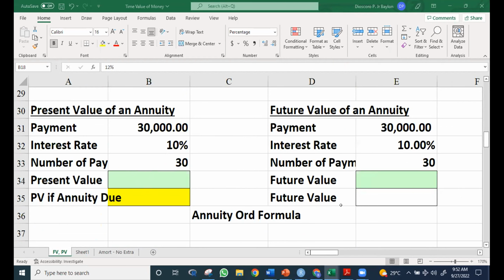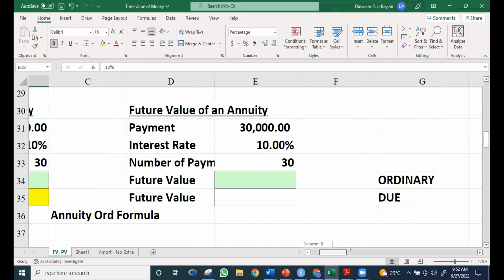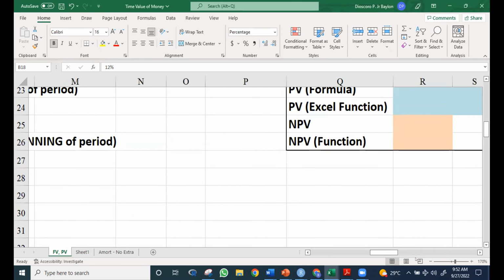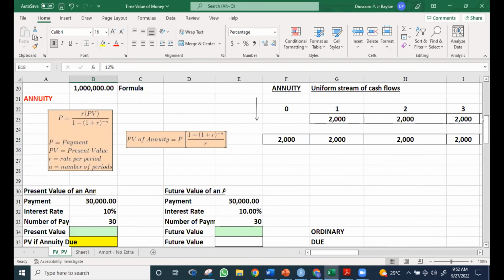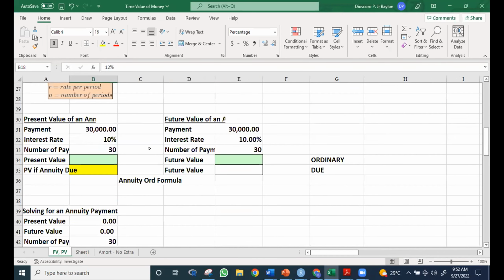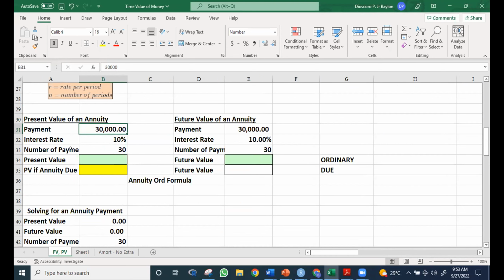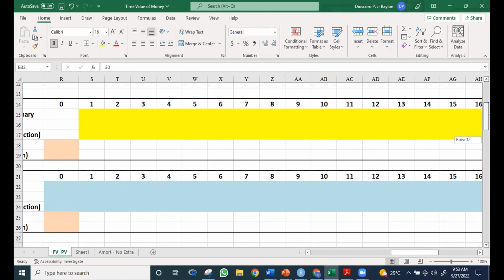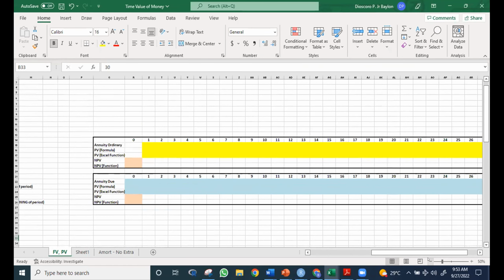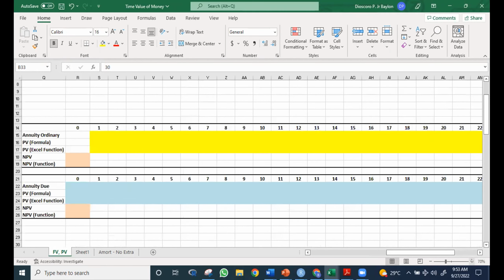So we were looking at an annuity last time. Just a quick review. An annuity is a uniform stream of cash flows. For example, for this one, we have a payment. When you say payment, this is the annuity payment, 30,000. Interest at 10%, number of payments, 30. And it was illustrated here. So let me just show this.